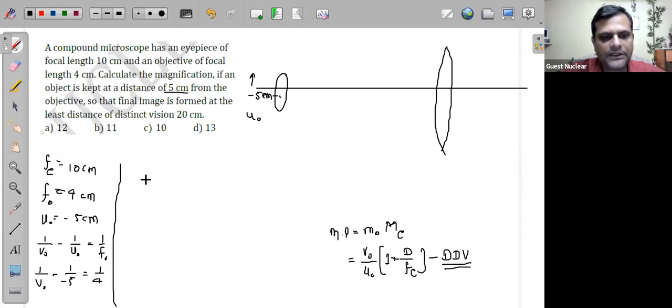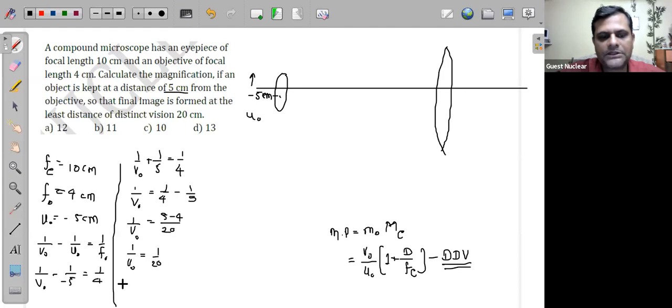And if you just solve this further, then we can get 1 upon VO plus 1 upon 5 is equal to 1 upon 4, which means 1 upon VO must be equal to 1 upon 4 minus 1 upon 5, which gives 1 upon VO to be simply equal to, take the LCM here, so we get 5 minus 4 upon 20, which gives 1 upon VO is equal to 1 upon 20. That means VO should be equal to 20 centimeter. So we got VO.